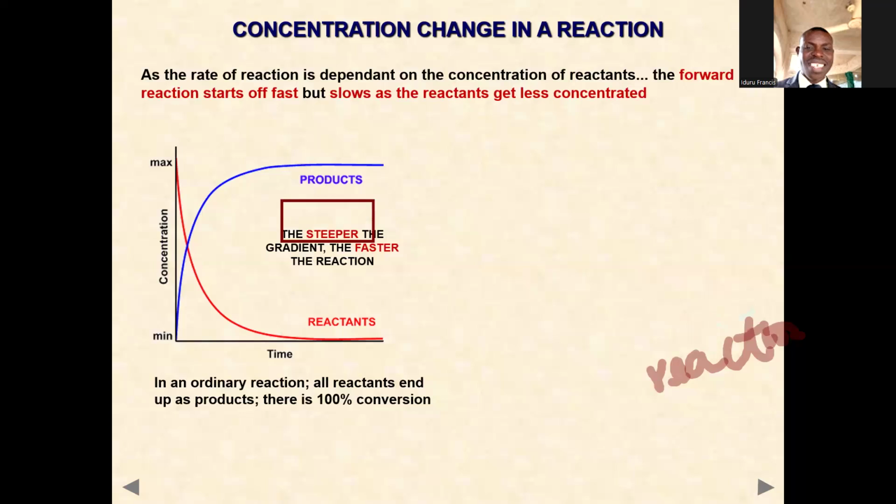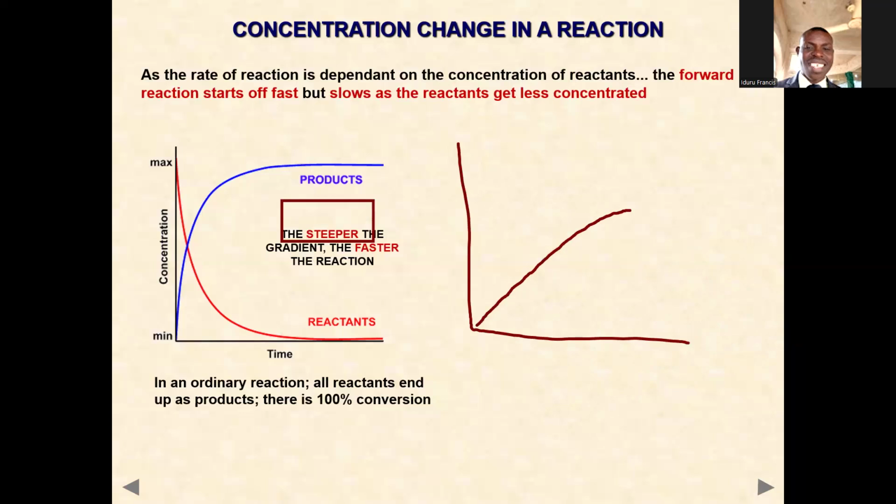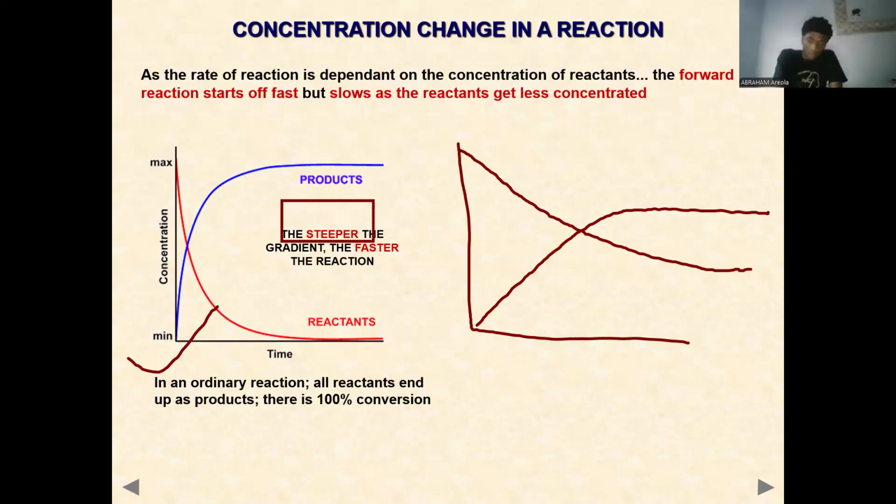So when you see a graph that is like this, it is a slow reaction, and it's also kind of like this, a slow reaction. It takes a lot of time before it will reach equilibrium. But this graph here is steepy, means it's faster. So in an ordinary reaction, all reactants end up as product. There is a 100% conversion. That is an ordinary reaction. But in many reactions, not all the reactant may be fully used up. And then we move to the slide.